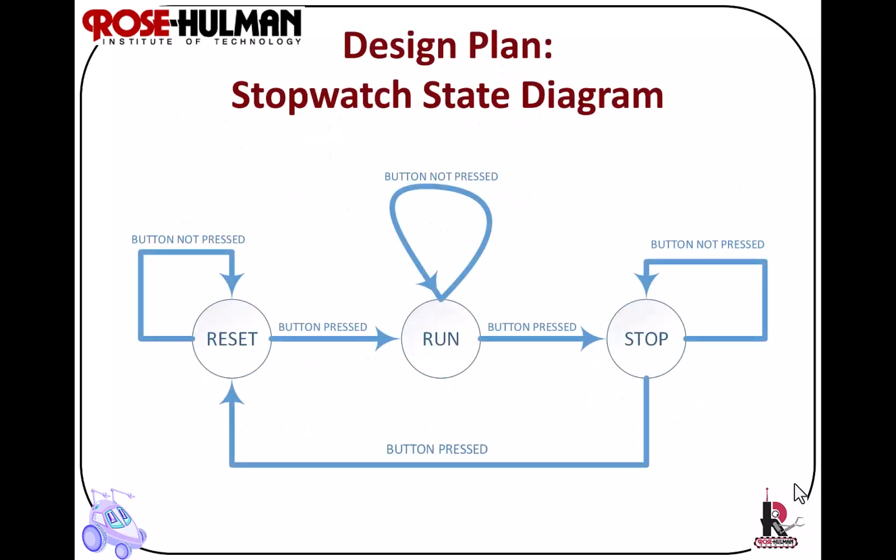So here is the stopwatch that we showed as a flowchart, as a state diagram. It has 3 states: reset, run, and stop. If the button is pressed, it goes from reset to run. If the button is pressed again, it goes from run to stop. If you're in reset and the button is not pressed, it stays in reset. If you're in run and the button is not pressed, it stays in run. If you're in stop and the button is not pressed, it stays in stop. And if you're in stop and the button is pressed, it goes to reset.